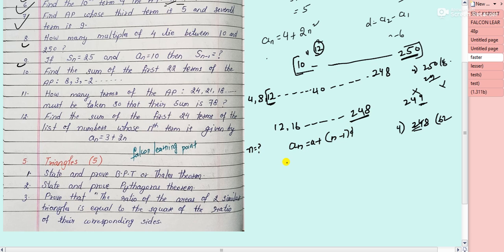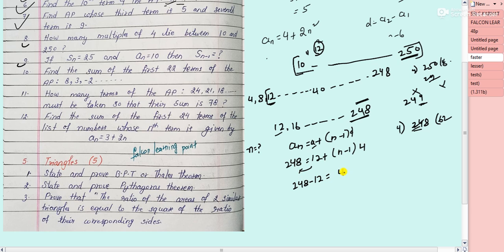So in the place of an we have 248, isn't it? This is the last term. In the place of a you have 12. We don't know the value of n, but we know d. What is d? The difference, 4. So bring this to LHS. This becomes 248 minus 12.